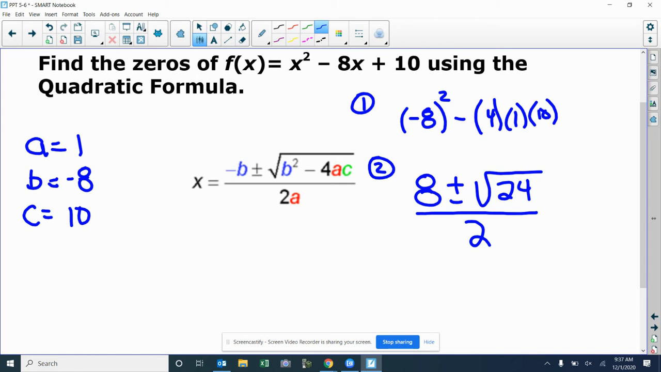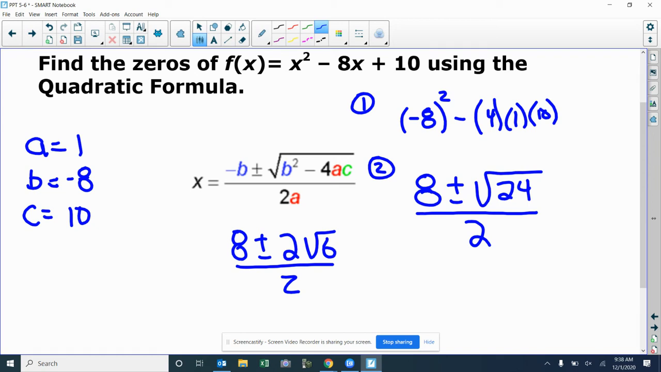So we got 24. I look at it as the perfect square of what? 4 times 6. Okay? So we're going to simplify that radical only. We still have 8 out front, plus or minus 2 square roots of 6, still over 2. So the square root of 24 ends up being 2 square roots of 6.